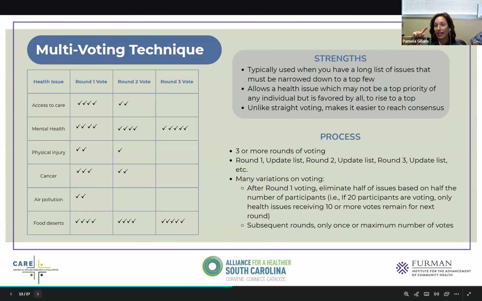And so again, multi-voting is important. It's multiple rounds of voting. That's why it's called what it is, because it really gets you to reach consensus versus just having a pet project or pet issue rise to the top. So that's one of the advantages of using multi-voting. And again, as I mentioned before, because it's not complicated, this is a great one to use when you're working with a large group and working within a community. Okay, so this is one prioritization method.